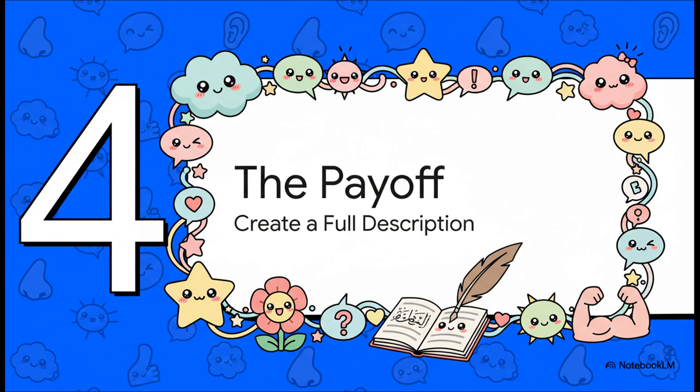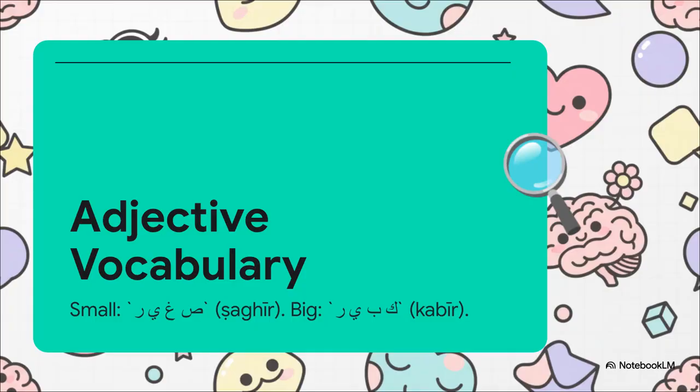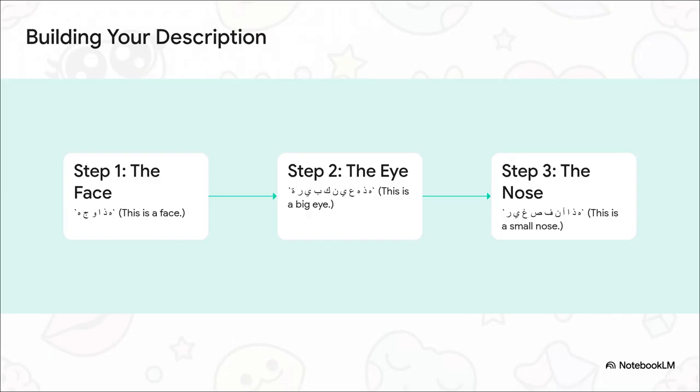It's time to go beyond just pointing at things and start actually describing them. And we do that by adding just one more element, adjectives. All we need are two simple but super powerful words, saghir for small and kabir for big. Now here's the one new rule to lock in. In Arabic, the adjective always comes after the noun it's describing. And this slide shows you exactly how it all clicks together.